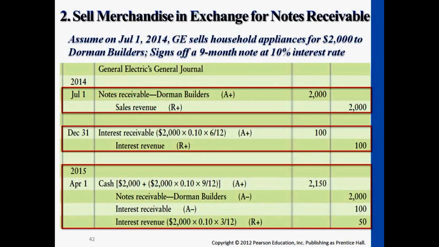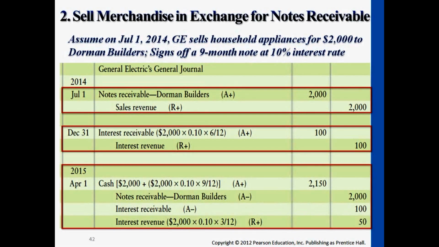Okay, so for notes, 3 main entries: how to create the notes in the beginning, how to recognize interest if this note carries on to next year. The second entry will be recognizing receivables and revenue. Third entry, when the debtor or the customer pays us back the money, how do you journalize cash collection on notes? So the 3 main entries for notes.